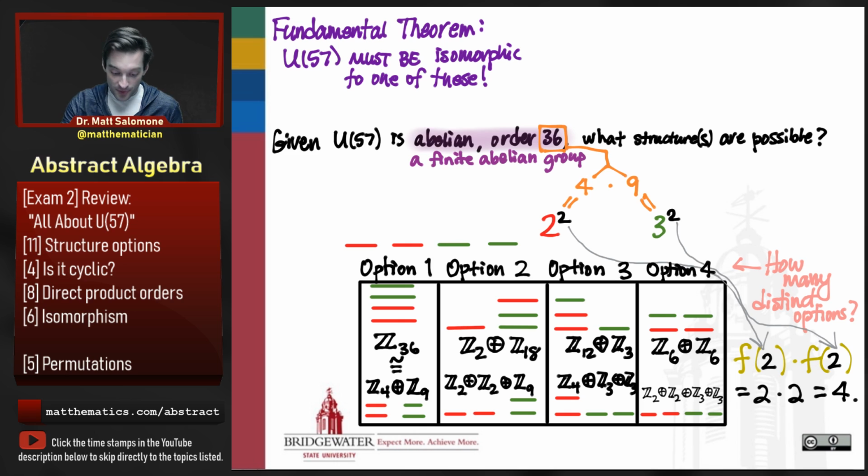Okay, so armed with that information, what we can do is go back to our list of these 4 groups and ask which of these 4 groups has an element of order 18. Which option or options has elements of order 18?